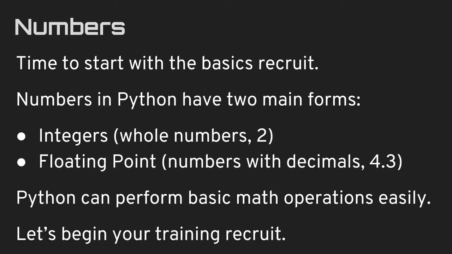To start off, numbers in Python have two main forms. It's either integers, those are whole numbers such as 1, 2, 3, 100, 200, etc., or floating point numbers. Those are numbers with decimal points, such as 4.3, 5.6, you get the idea. Python can perform basic math operations easily. Let's begin your training by opening up a Jupyter notebook and discussing these ideas further.